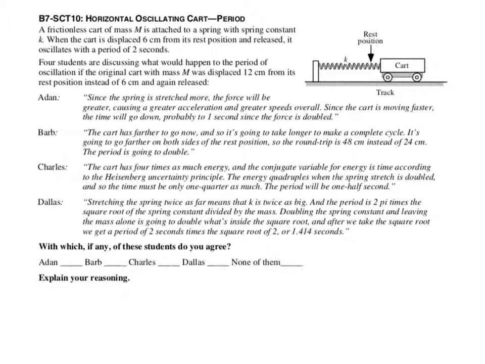Since the spring is stretched more, the force will be greater, says Aiden. That's true. Causing a greater acceleration, that's true, and therefore a greater average speed, greater speed overall, also true. Since it's moving faster, the time will go down, probably to 1 second, because the force is doubled. While this statement is true, and that statement is true, what Aiden misses is that this actually doesn't have to be true, because the distance has also changed. So although the average speed is higher, the distance to be covered is also much higher, and so those effects could conceivably cancel out. And we'll come back to Aiden at the end.